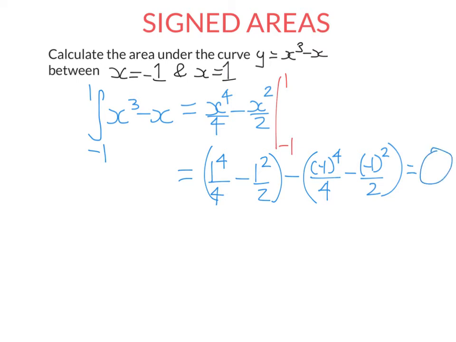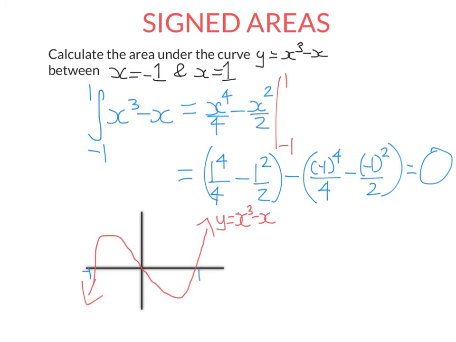How can I get an answer of 0? How could the area under this curve be 0? Well, let's quickly graph the function to see what's going on. This is what the graph of y equals x cubed minus x looks like. When we're calculating the area under the curve, I know that's what I've been calling it, but really we have to view these definite integrals now as the area between the curve and the x-axis. We're actually counting this area here and this area here. That's what we found with the definite integral.